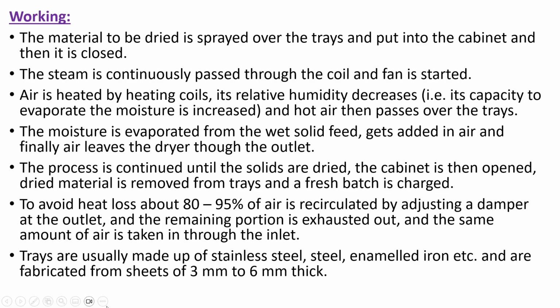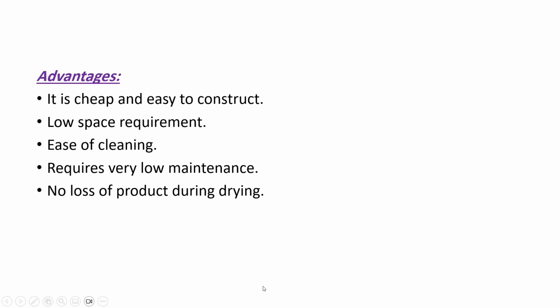Trays are usually made up of stainless steel or enameled iron and are fabricated from sheets of 3 mm to 6 mm thick. The advantages of tray dryers: first, it is cheap and simple, so it is easy to build and operate, and it requires a small area or space. Then it is easy to clean, and low maintenance is required because of few moving parts. Then no product loss in the tray dryers.